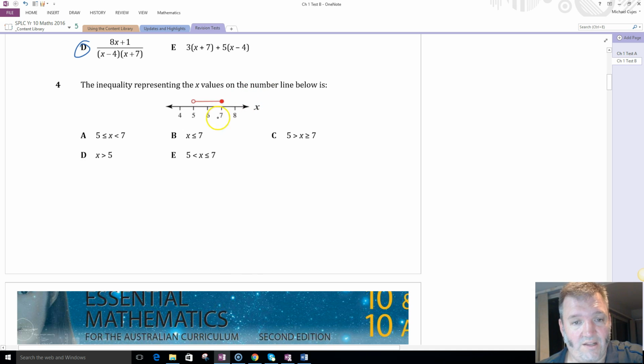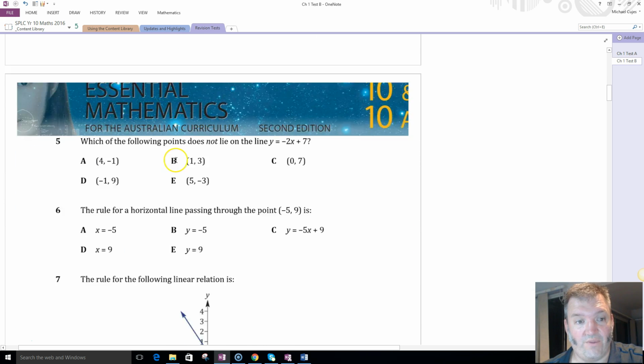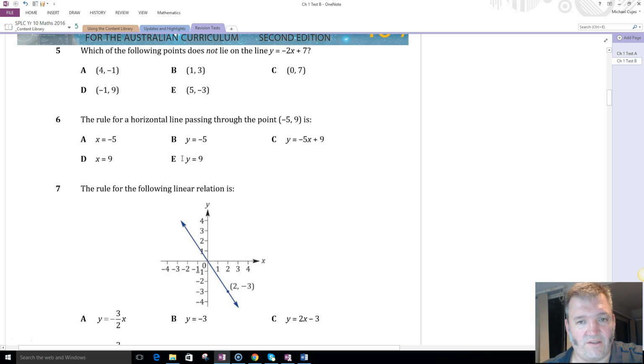Inequality. Shaded in circle includes a point, open circle does not include the point. So these are x values that are less than or equal to 7, greater than 5, corresponds to E. Pretty straightforward, that one.